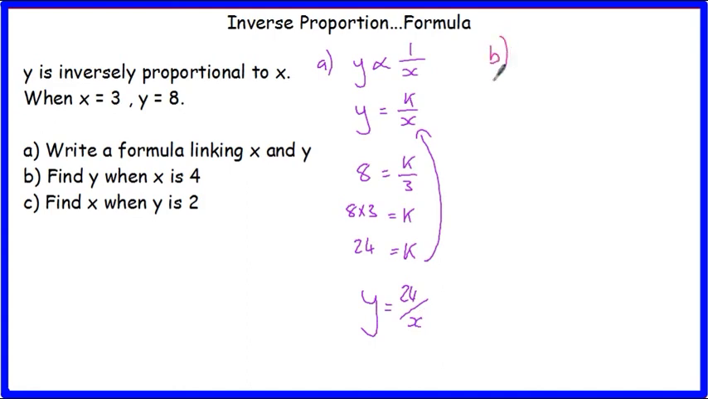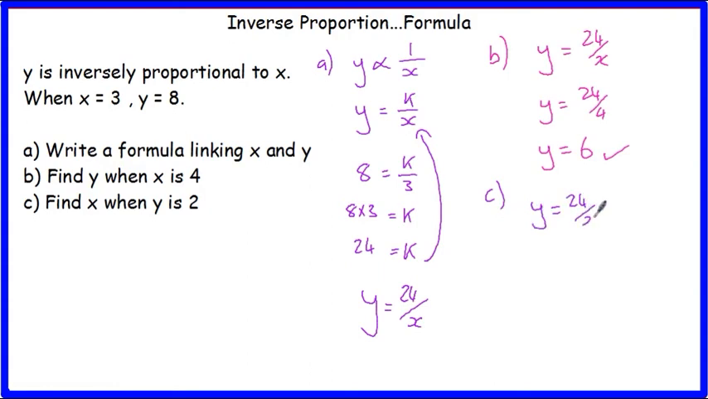Now we look for B. Find y when x is 4. So y is 24 over x. So y is equal to 24 over 4. y is equal to 6. And C, when y is 2. So y is equal to 24 over x. y is 2. You might just see this, 24 divided by 12 is 2. If you don't, you'd have to bring this over. 2x is equal to 24. x is 24 divided by 2. x is equal to 12.